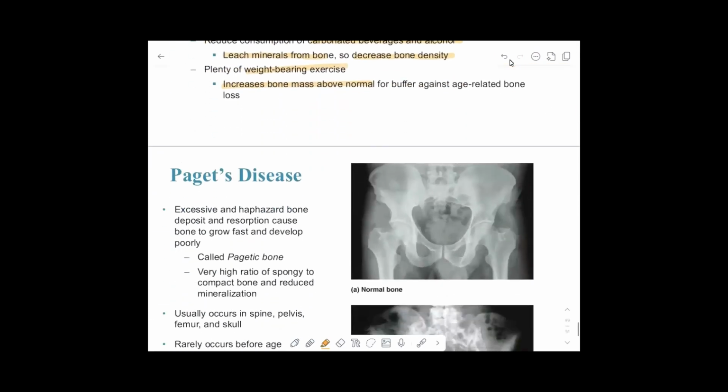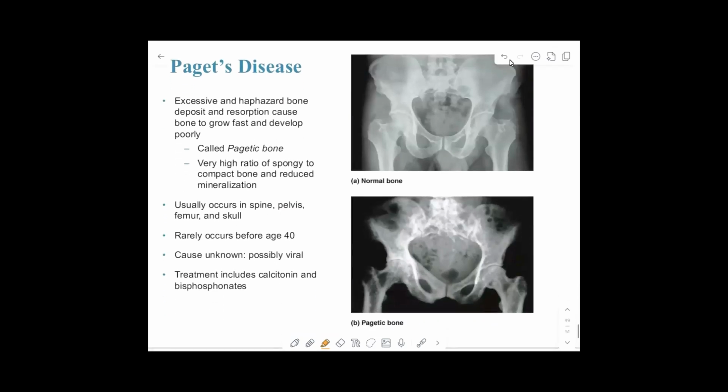The next one is called Paget's disease. And here's normal bone and Pagetic bone. This is kind of like lots of increased bone density where it shouldn't be. It's excessive and haphazard bone deposition and resorption, called Pagetic bone. So there's a very high ratio of spongy to compact bone and reduced mineralization.